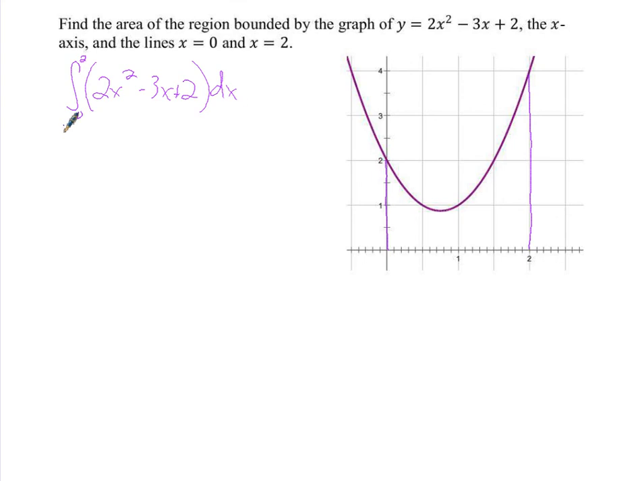So let's do it. What do we get? To integrate, you need to increase the exponent by 1 and divide by the new exponent. So this becomes 2/3 x to the third minus, becomes x squared, 3/2 here, plus 2x. All of this is evaluated from 0 to 2.